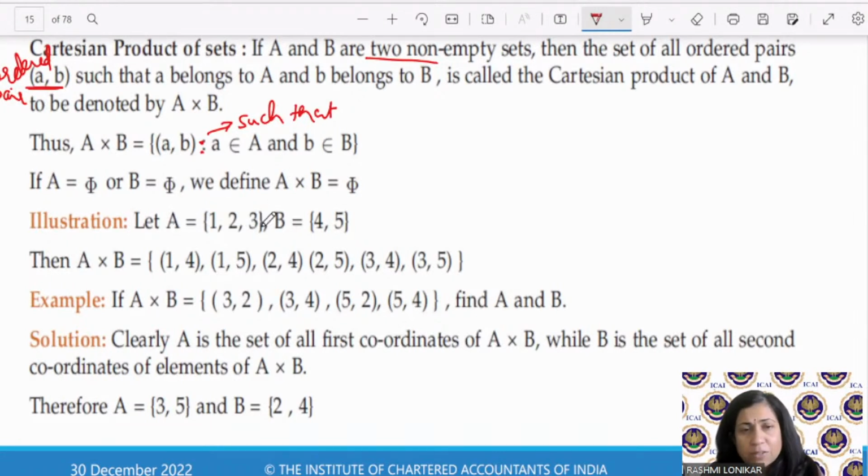Now here A is equal to {1, 2, 3} and B is equal to {4, 5}, then A cross B. What did I tell you that time? First element will be from set A and second element will be from set B. Now I take the first element. What is that? 1. Whom am I going to pair it with? All the elements of B. So (1, 4). Then the second ordered pair will be again (1, 5).